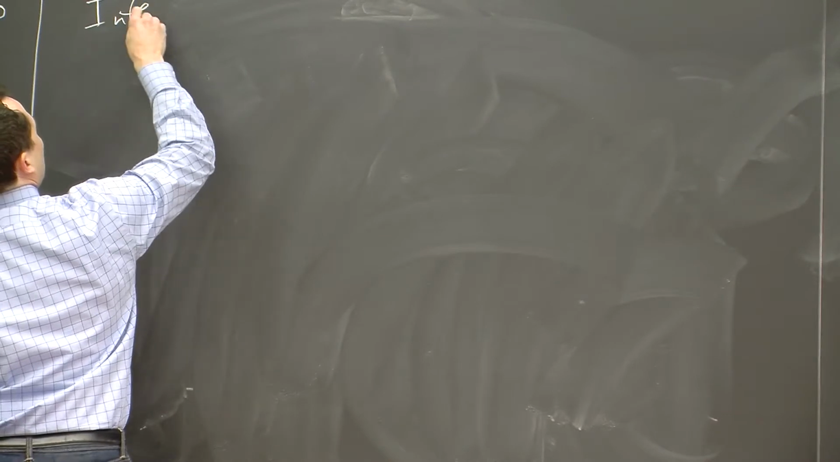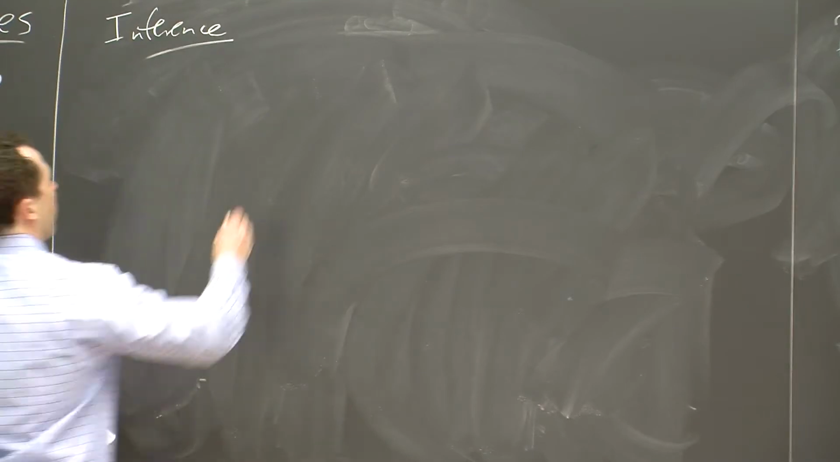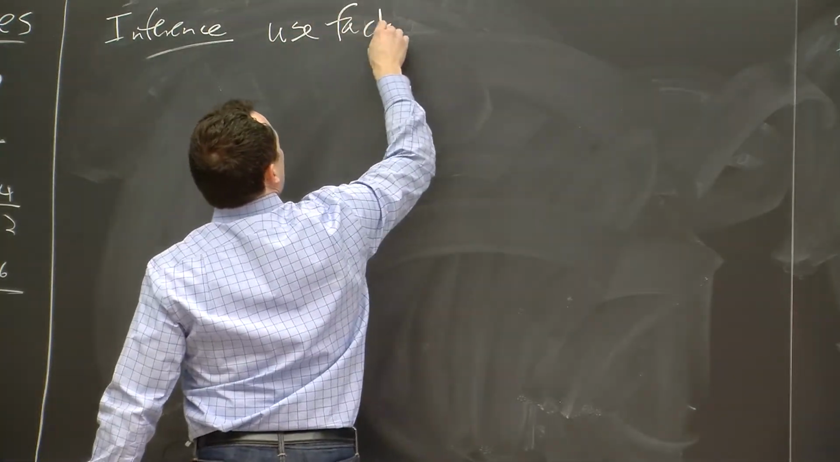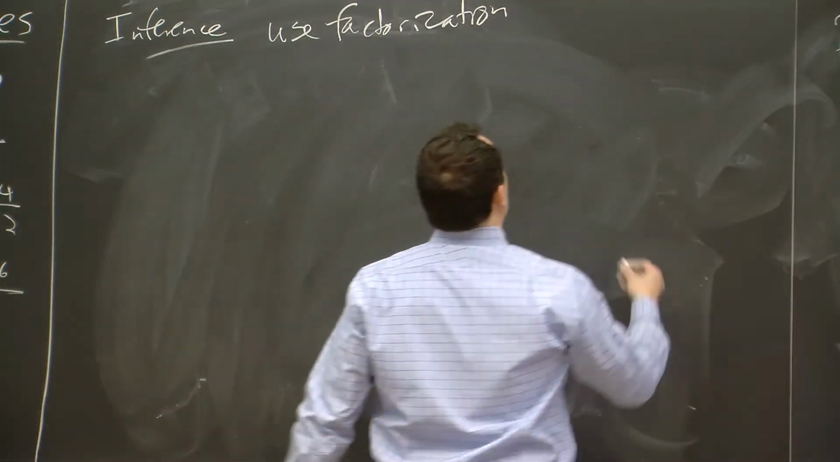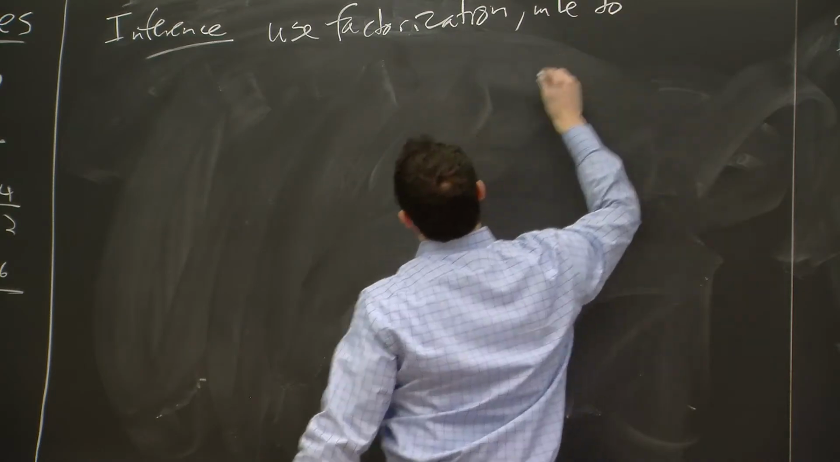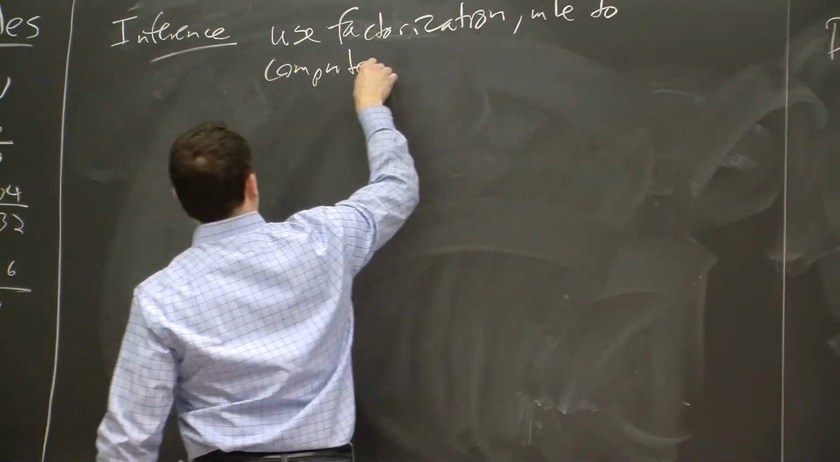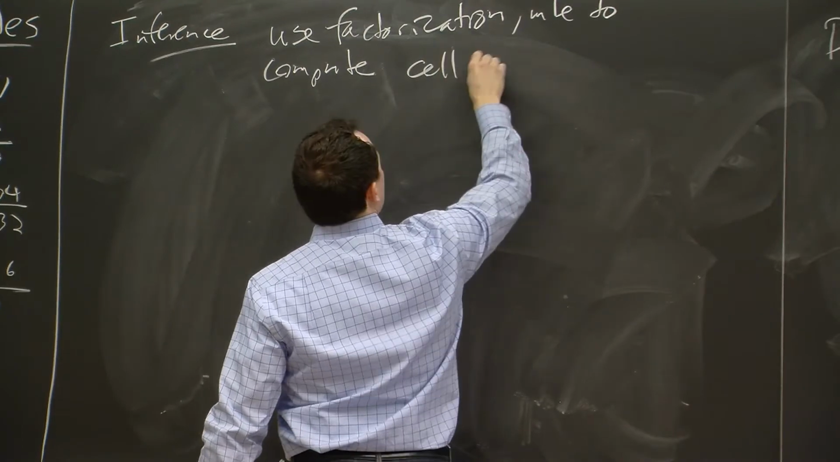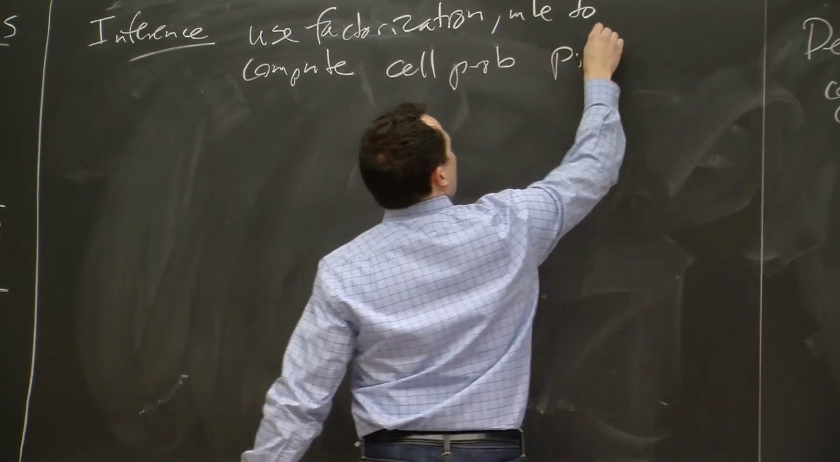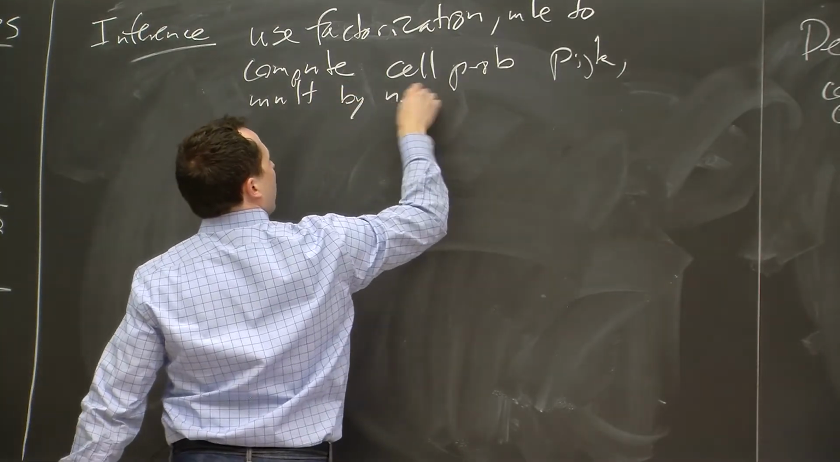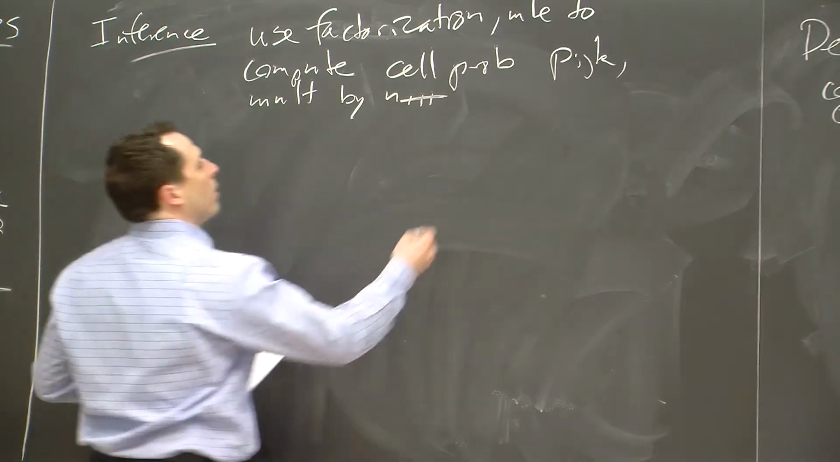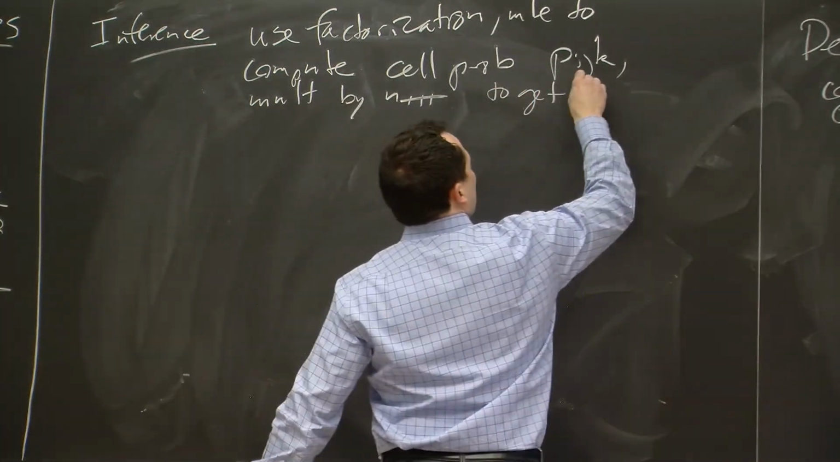Okay, so to do inference for this, it's similar to what we would do for any of the others. That is, we use this factorization property and MLEs to compute cell probabilities, Pijk, and multiply by the grand total. And then we get Eijk's.